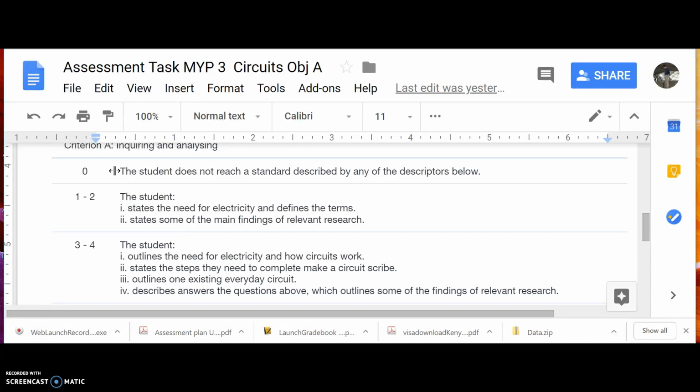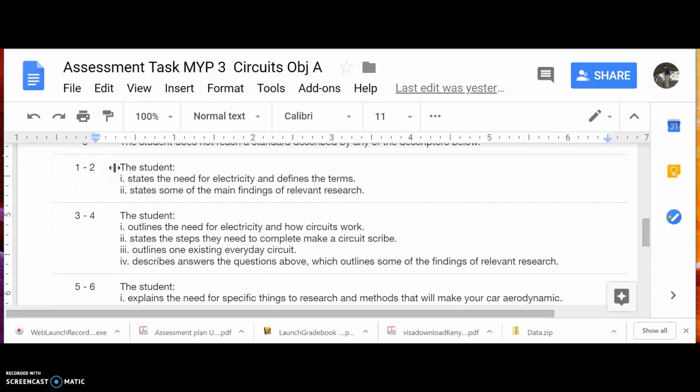To get a 1 or a 2: states the need for electricity and defines the terms. So that'd be if you just went through the questions and you kind of gave one sentence or listed some answers. So states is this command term right here. It means with little details, just saying something. And the terms would be the different things that I want you to know about electricity and about circuits and about Circuit Scribe. State some of the main findings of relevant research.